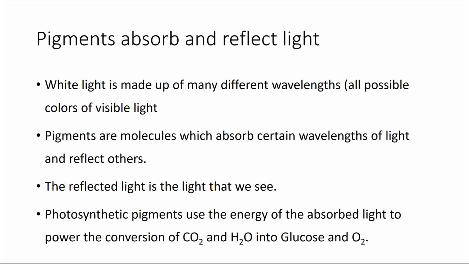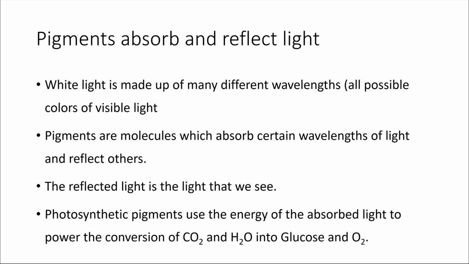So, what is a pigment? A pigment is a molecule that absorbs and reflects light. White light is made up of many different wavelengths, in fact, all possible colors of visible light. Pigments are molecules which absorb certain wavelengths of light and reflect others. The reflected light is the light that we see, so the reflected light is the light that was not absorbed.